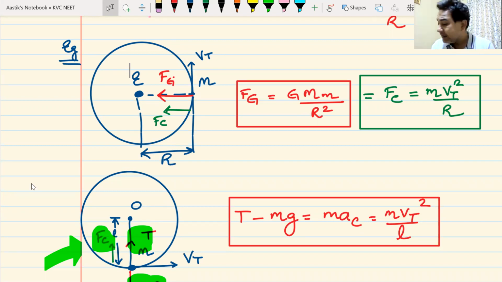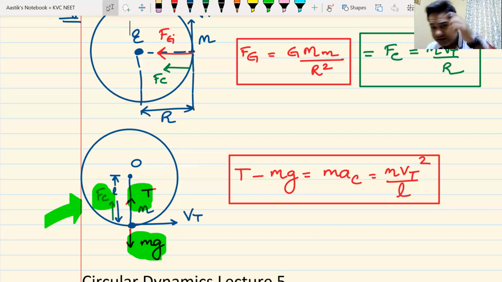Then we also saw the example of a stone attached to a string and moving in a vertical circle. And what did we find out? That there is tension upwards. At the lowest point, tension is upwards, mg is downwards. Net force towards the center of the circle is T minus mg, and this T minus mg must be giving it the centripetal force, and that centripetal force will be m into AC. That will be equal to m into Vt square by L.